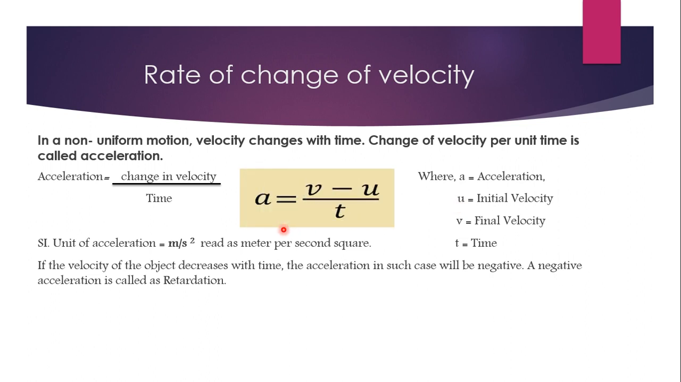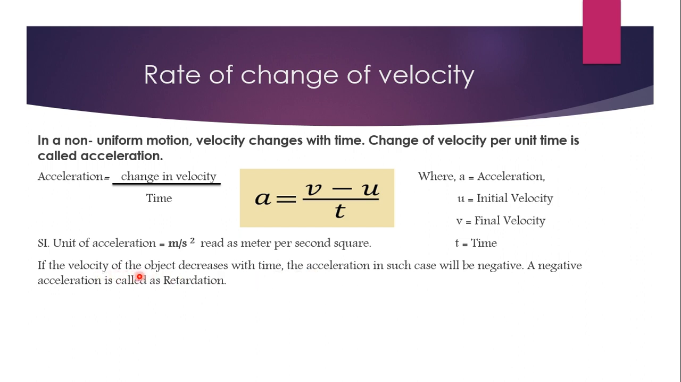here mathematically in a more precise way, using the symbols, we can write a is equal to v minus u by t, where a is acceleration, u is initial velocity, v is final velocity, and t is time, right? And this will give us acceleration. SI unit of acceleration is meter per second square, which is read as meter per second square.